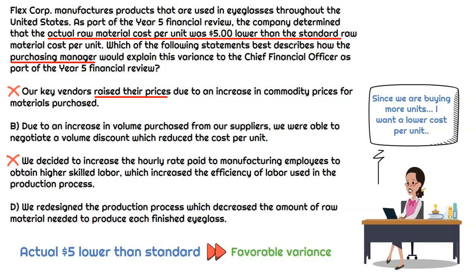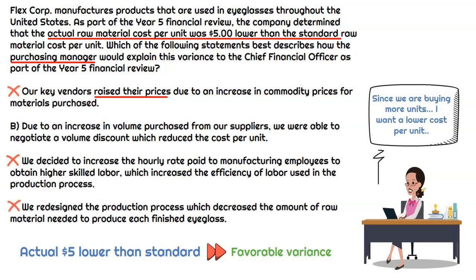And then lastly, it says we redesigned the production process, which decreased the amount of raw material needed to produce each finished eyeglass. So let's say that before it took 2 units of raw material, but they improved the production process. So now it only takes 1.5 units, right? That means less direct material will be used in the production process. But that actually relates to the direct material usage variance. It has nothing to do with the actual price paid.